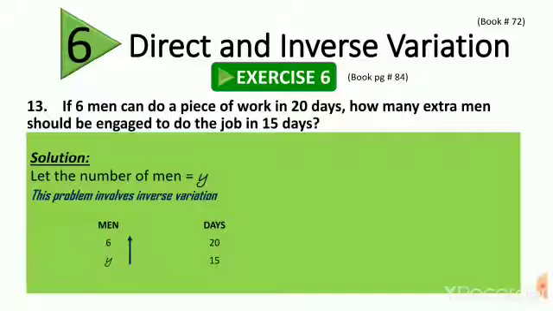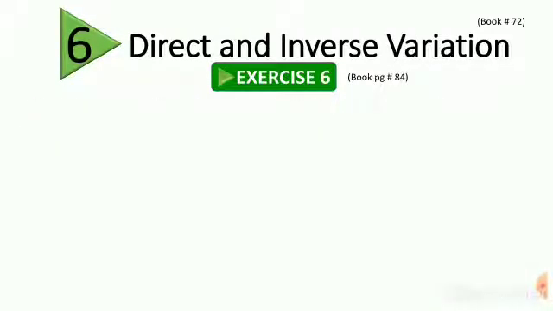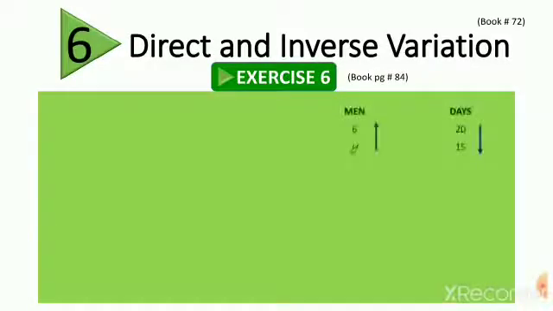Now we have to place the other arrow according to our variation. So it's the inverse variation, so the other arrow will move in the opposite direction. Okay. Next I have written the data again for our help.